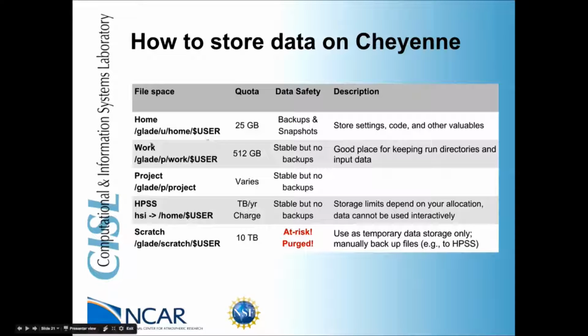Now then there's the workspace, Glade P work, my username. The default quota is 512 gigabytes. It's a stable space, but there are no backups. So it's probably a good idea to keep things like run directories as well as input data for your models, assuming that it's not too large.